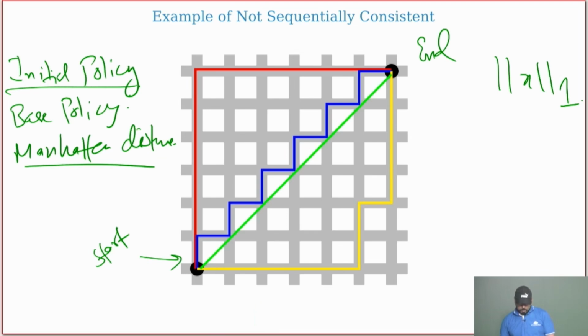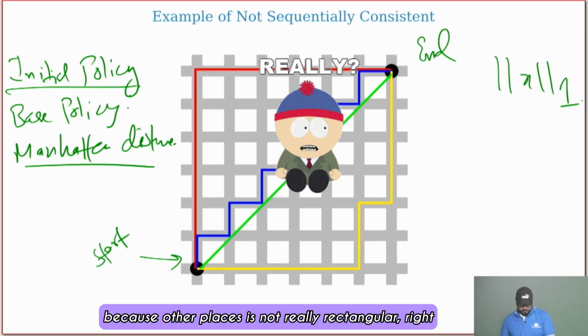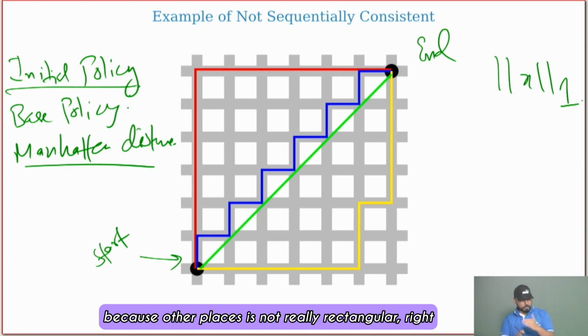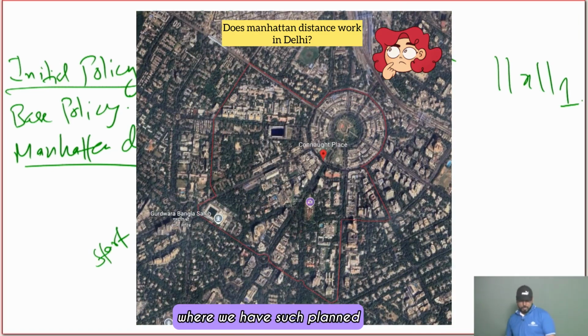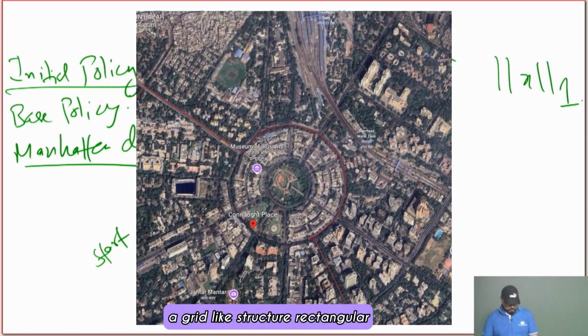But you should be in Manhattan for that, I guess, because other places are not really rectangular, right? Like in India, we don't have rectangular grids. There are very few cities where we have such a planned, grid-like, rectangular structure.